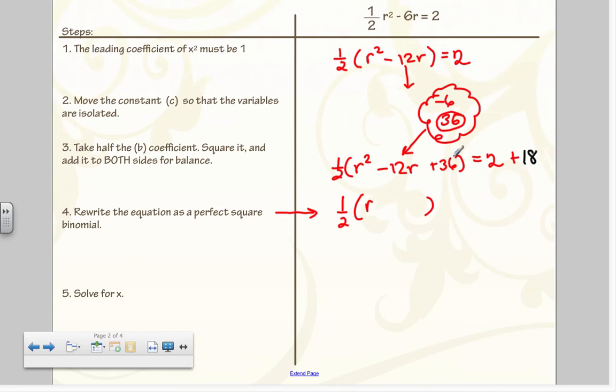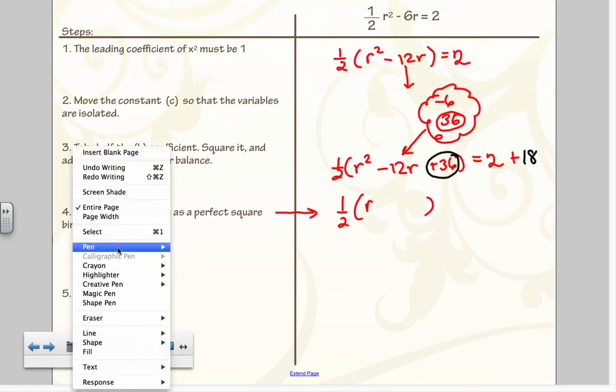Why? Because when I put 36 in this parentheses, that was awesome. But remember, this parentheses is being halved. Half of 36 is 18. We've got to get this step down. We've got to think, where did I put this 36? What's happening to it?